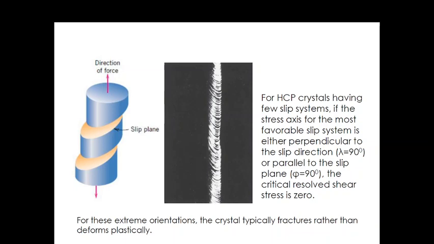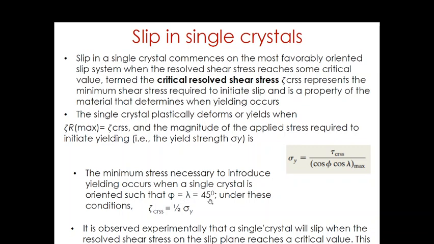As we have already seen, for phi and lambda equal to 45 degrees, tau r SS is maximum. But when you substitute lambda and phi values equal to 90 degrees, in that case the resolved shear stress is 0. And for these extreme conditions, the crystal typically fractures rather than deforms plastically. So this is one of the reasons why HCP crystal structures are brittle in nature.